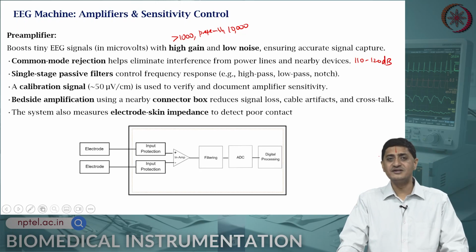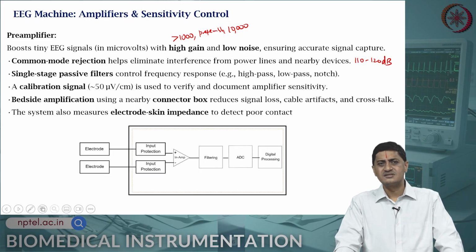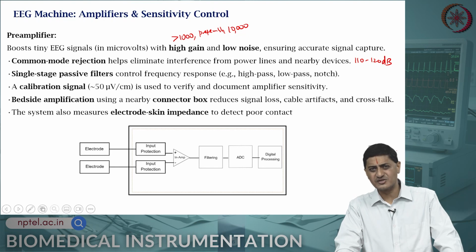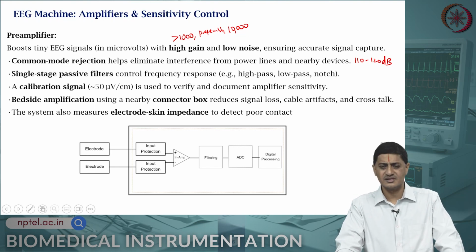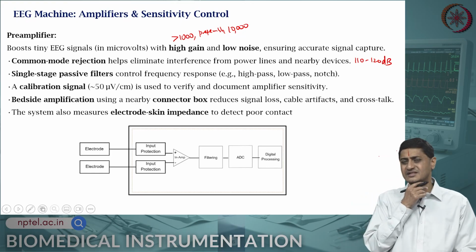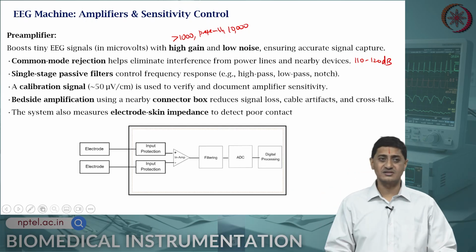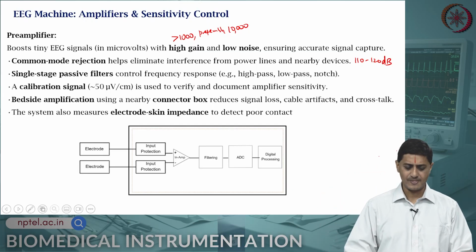And then passive filters, single stage passive filters that essentially control the frequency response, those that are high pass filters, low pass filters, notch filters. I already mentioned the frequency ranges of interest, above 0.1 hertz high pass filter, below 40-50 hertz low pass filter, we will discuss that again. And a calibration signal is usually used to verify and document the amplifier sensitivity. I am sending a calibration signal and check what the output is for that calibration signal.